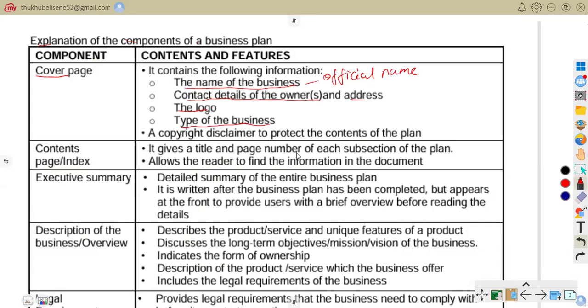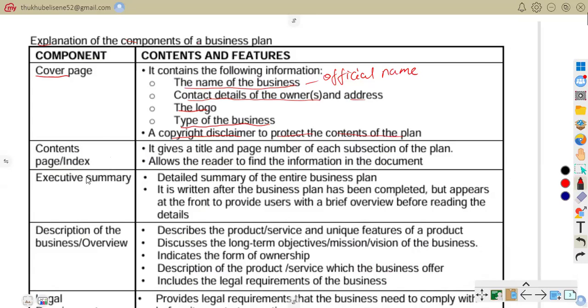It states what kind of business it is and what it does, for example retail bakery or online clothing store. So we want to know the type of the business. Also, a copyright disclaimer to protect the contents of the plan. There should be a statement that protects the business plan from being copied without permission.